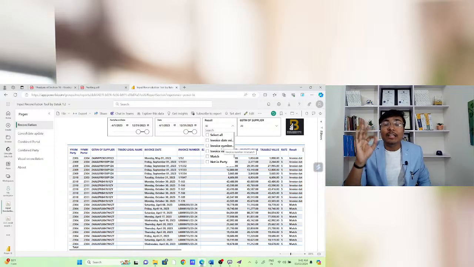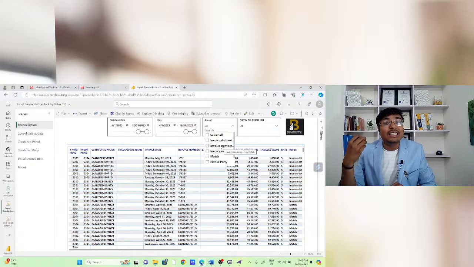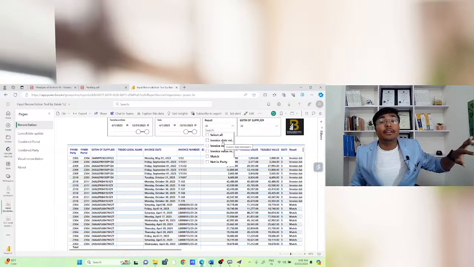If you want to check the invoice date mismatch, this is my suggestion to you: this is the first tool in the industry which provides you the detail about the invoice date mismatch, the value mismatch, the number mismatch, all those things, with related reports. So just focus on that.